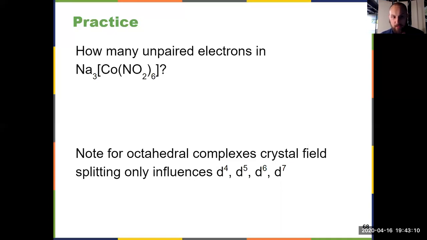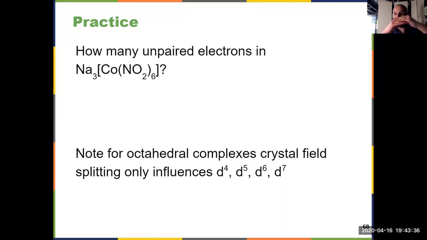Cobalt +3 has 6 d electrons. Okay? It's d6. You lose the 2s and one of the d's, so it ends up being d6. So that's the first thing we solve, d6. Then I look at my ligand. Is it a weak field ligand or a strong field ligand? I get that answer from the spectrochemical series, and that's a strong field ligand.